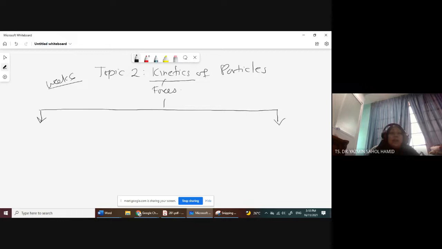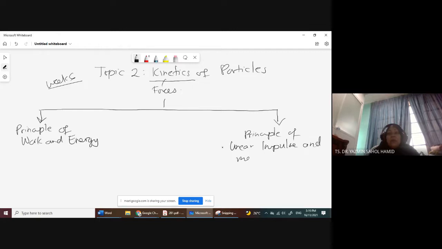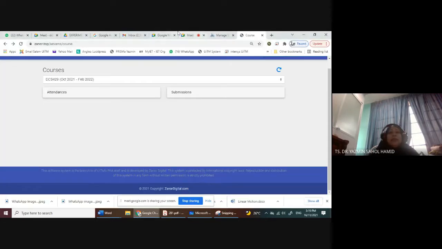We have two principles that you will need to learn, which is the principle of work and energy, and the other one is the principle of linear impulse and momentum.